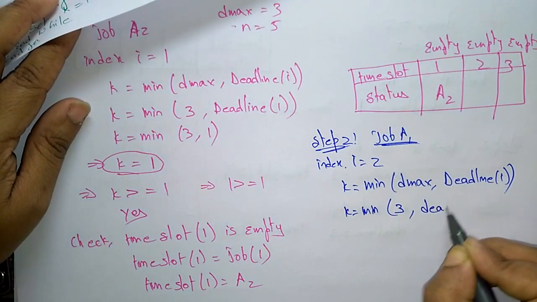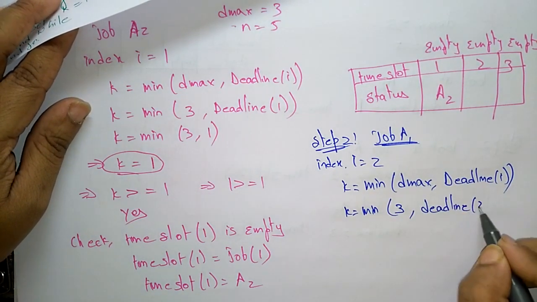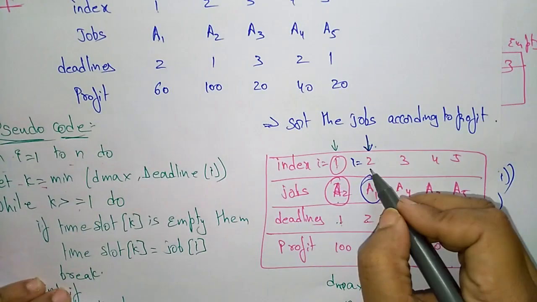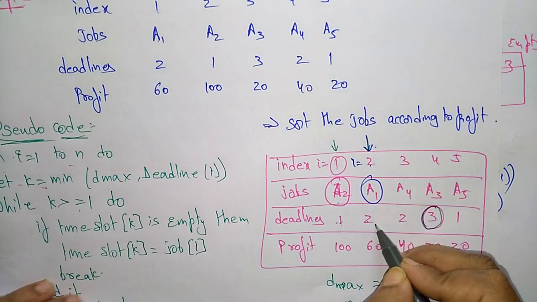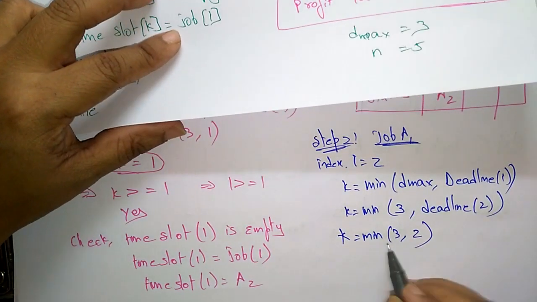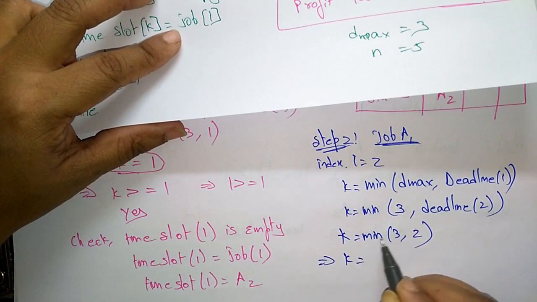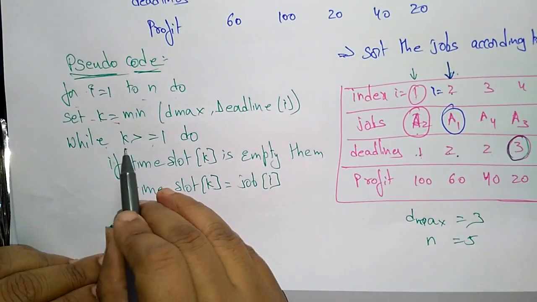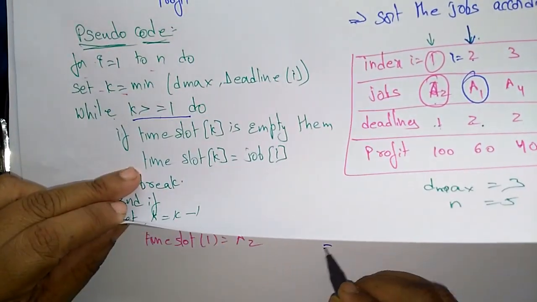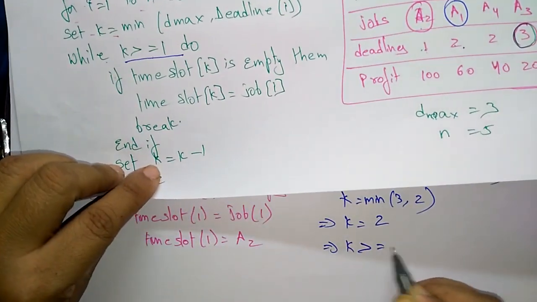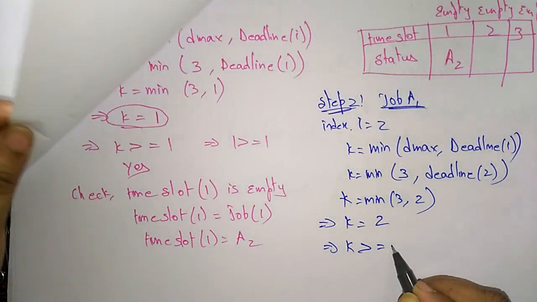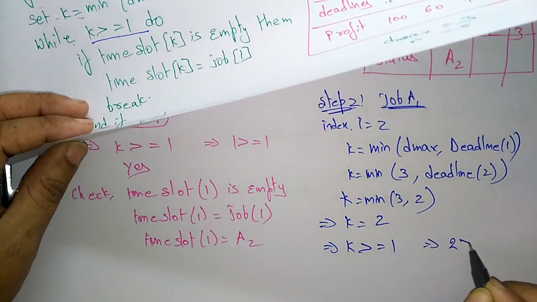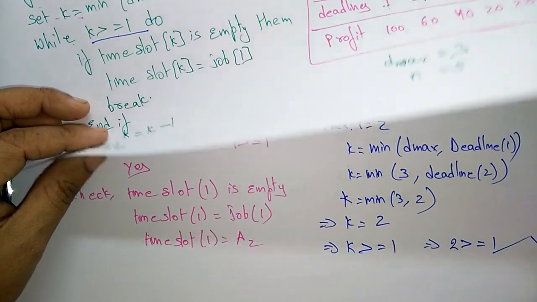Deadline of I means 2. Then K is equal to minimum of 3 comma, what is the deadline of 2? Deadline of 2 is 2. Just enter 2. So what is the minimum value here? K is equal to minimum of 3 comma 2, which is 2. Now check, while K is greater than or equal to 1 or not. K value here is 2. 2 is greater than or equal to 1. Yes, this condition is satisfied.